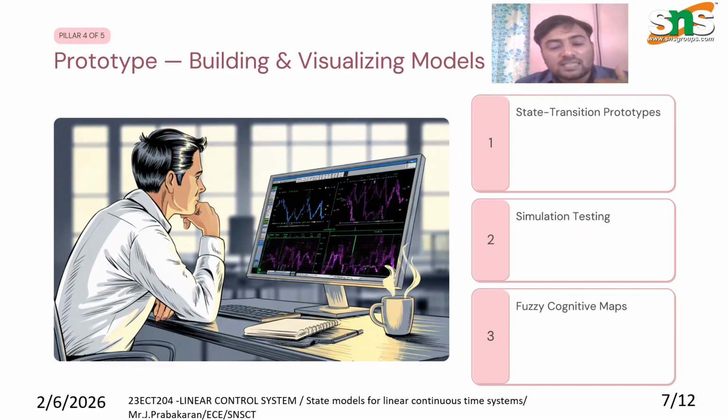And the fourth stage of design thinking is the prototype. Once we define a model, we create a representation of it. We build state transition prototypes. These show how the system moves between different states. Simulation methods or simulation tests: we test the system using step input, ramp input, impulse input. Simulation helps us understand system behavior before actual implementation. For more complex systems, advanced methods such as fuzzy cognitive maps can also be used.